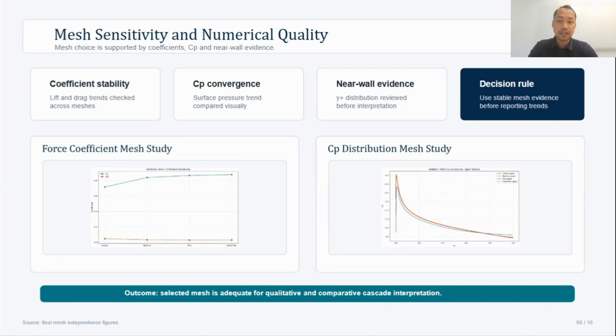Even though a small sensitivity remained in the lift coefficient, the most important point is that the pressure distribution and overall aerodynamic pattern did not change significantly with further refinement. Therefore, the selected mesh was considered adequate for this simulation setup, especially because the project objective is to interpret the flow trends and physical behavior rather than to obtain the exact force value.